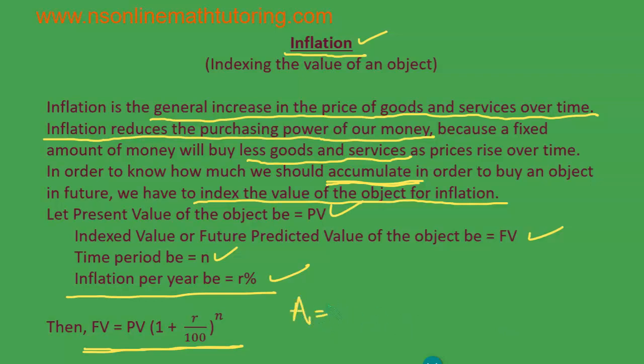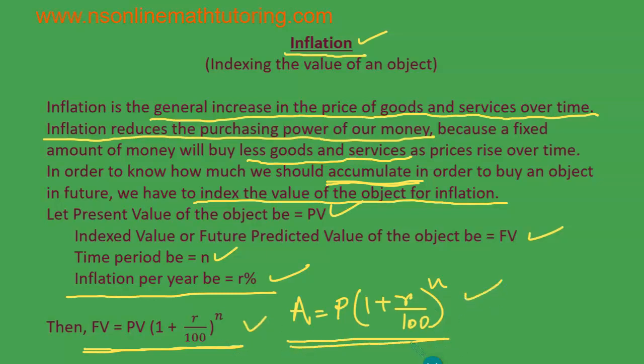So this is A equal to P times 1 plus R over 100 to the power of N. See, the terminology is different, but the formula is exactly the same. So you know that we had seen that the different amounts give us the consecutive terms of a geometric sequence where the common ratio between the terms is equal to 1 plus R over 100.